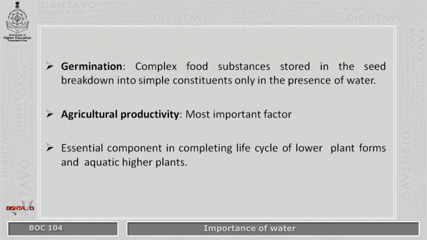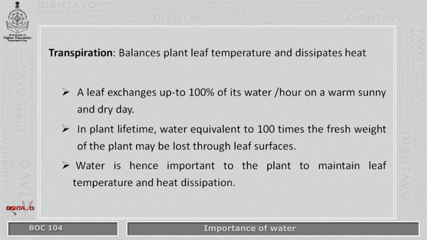Germination is another phenomenon where water has a direct role. Various complex food substances which are stored in the seed break down into simple forms only in presence of water. Unless the seed gets hydrated, no germination of the seed can take place. As such, water plays a very important role in terms of agricultural productivity. Water is an essential component, hence, in completing the life cycle of not only lower plant forms but also even the aquatic higher plant forms. Transpiration is another important phenomenon where water has a major role.